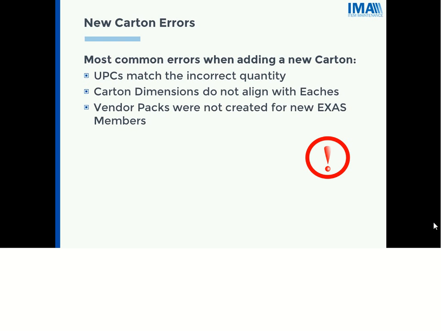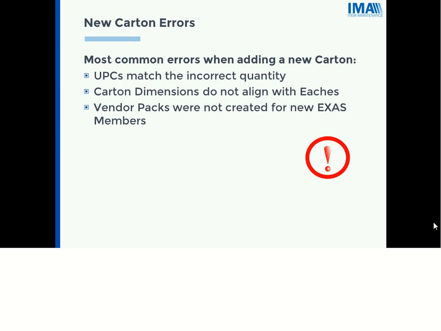So the most common errors when adding a new carton. First off, the UPCs match the incorrect quantity. So especially if it's an exploding assortment carton, where it has a specific quantity, versus, well, with a uniform carton it's a specific quantity, but it's just one item. With an exploding assortment carton, you have different UPCs, and you could have 2 UPCs in that exploding assortment, or you could have 20. Especially the more UPCs you start to get in a carton, you kind of have to double check and make sure that you are putting the correct quantity with each UPC.